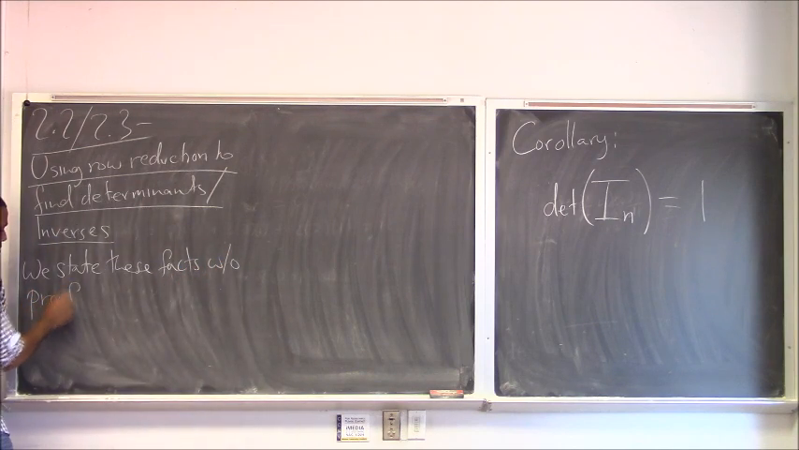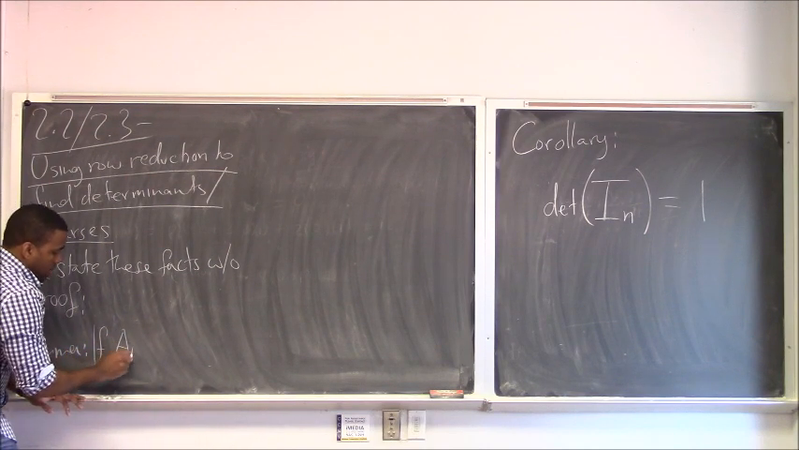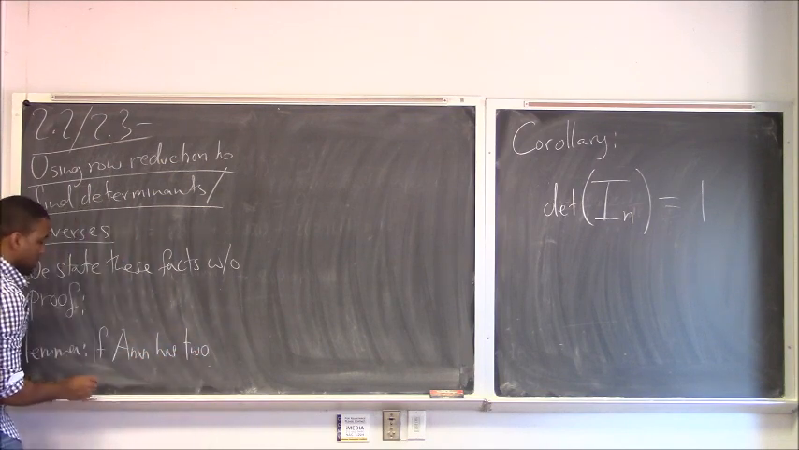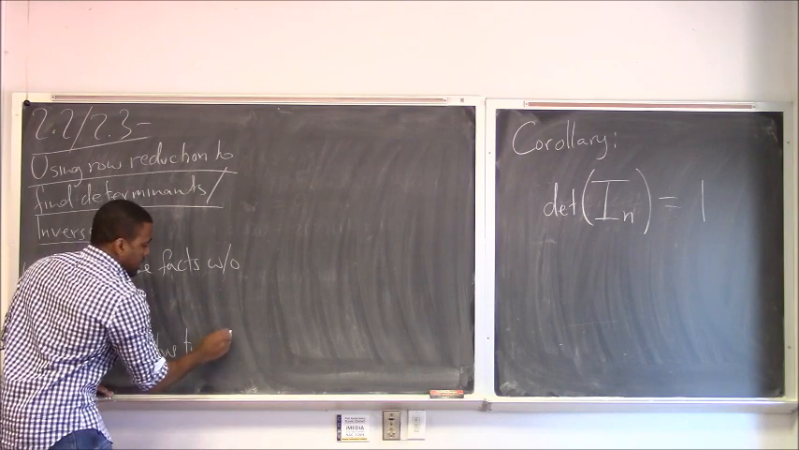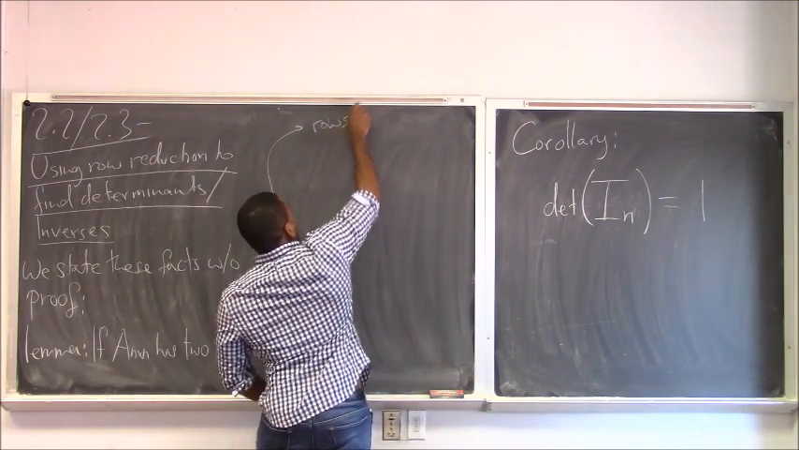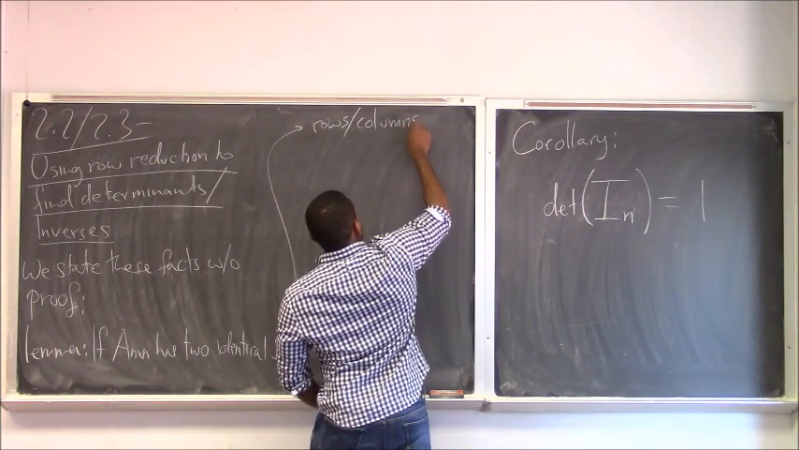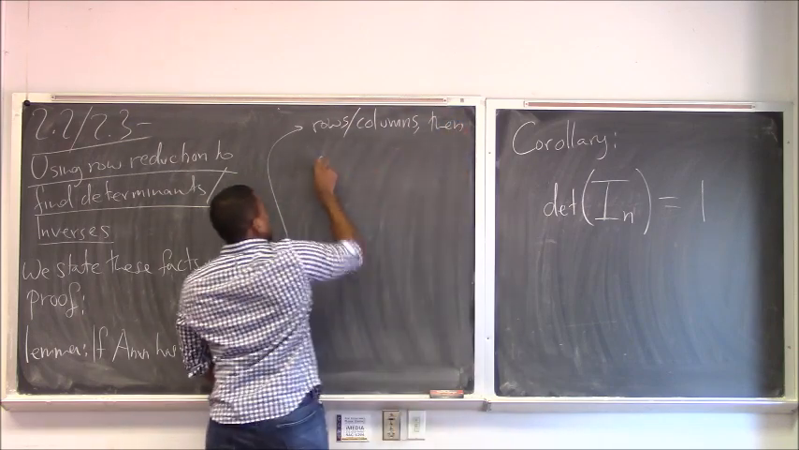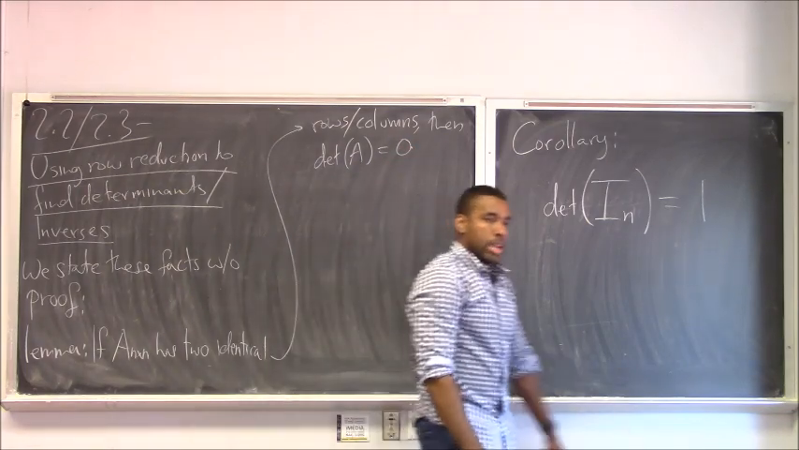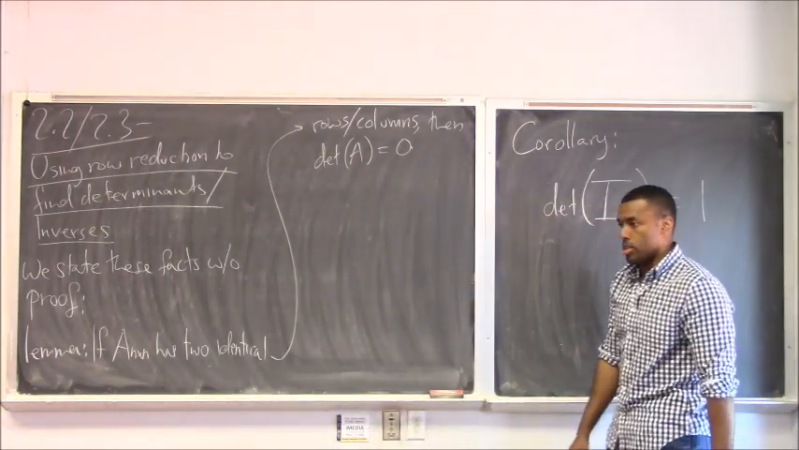Here's some facts we're going to take on faith. One we can use as a lemma. If A n by n has 2 identical rows or columns, then determinant of A is 0. Any square matrix that has 2 identical rows or columns, the determinant would be 0.